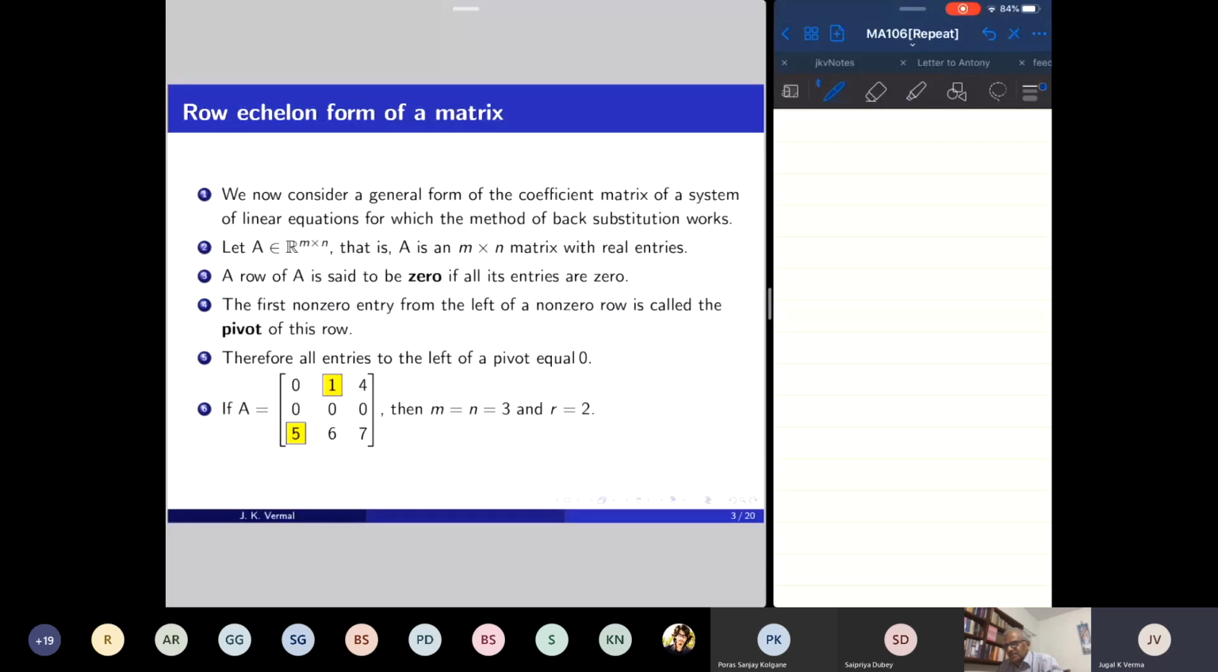So for example, look at this matrix A. It's a 3 by 3 matrix, and in the first row, the first non-zero entry is 1. The second row is a 0 row. In the third row, the first non-zero entry is 5. So 1 is the pivot of the first row, and 5 is the pivot of the third row, and the second row has no pivot. So we identify the pivots in every non-zero row. The number of pivots is equal to the number of non-zero rows in the matrix.